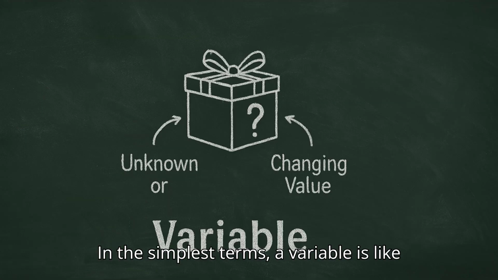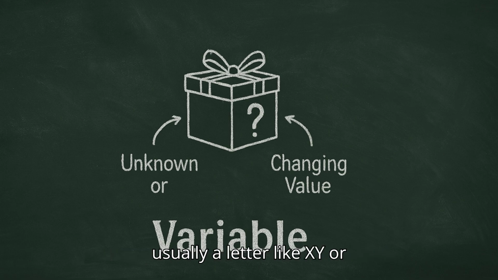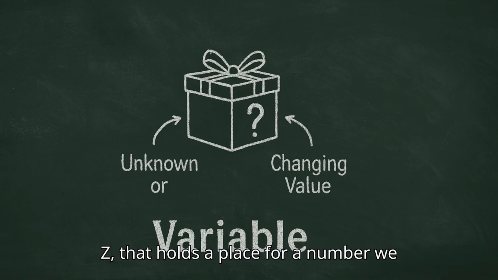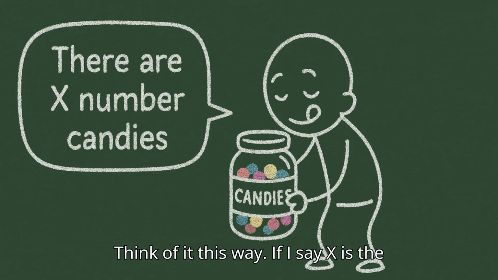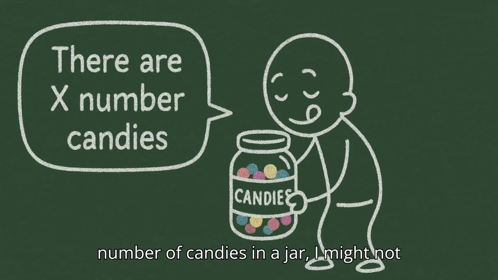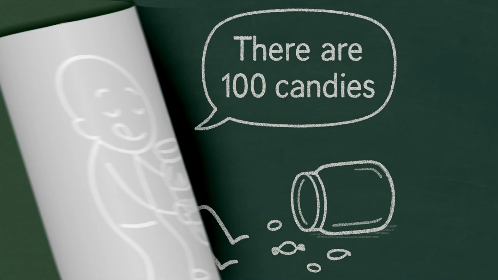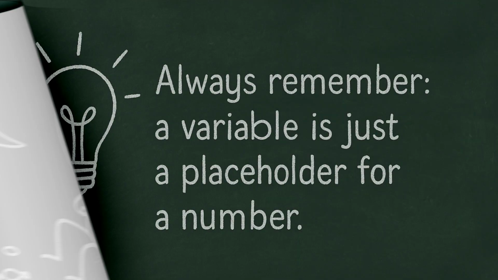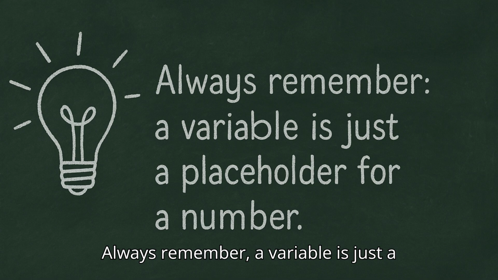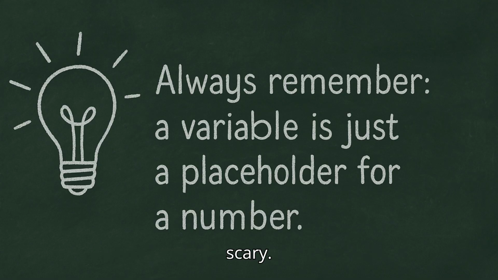In the simplest terms, a variable is like a mystery box in math. It's a symbol, usually a letter like X, Y, or Z, that holds a place for a number we don't know yet or that can change. Think of it this way. If I say X is the number of candies in a jar, I might not know how many candies there are just yet. So instead of guessing, we label that unknown quantity as X. Once we find out the real number, we can replace x with that specific value. Always remember, a variable is just a placeholder for a number. Keep that idea in mind, and algebra becomes a lot less scary.